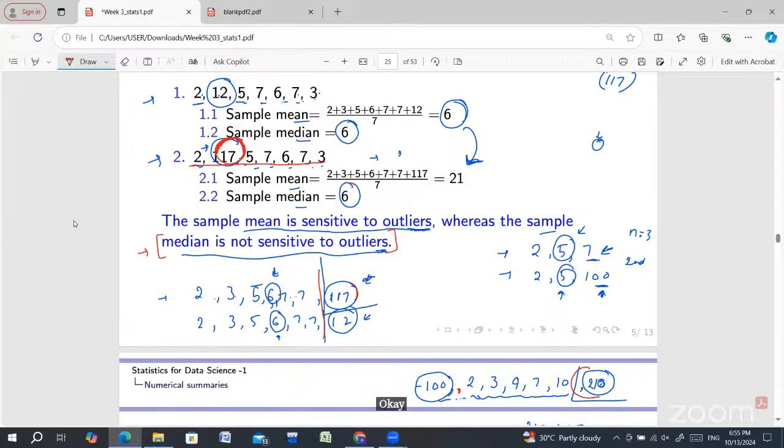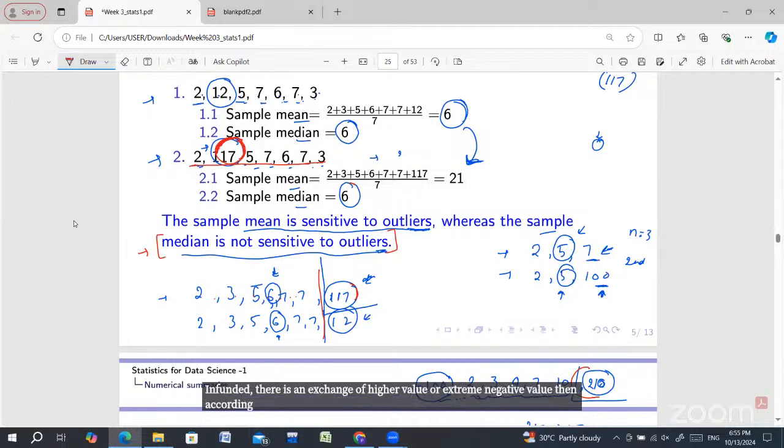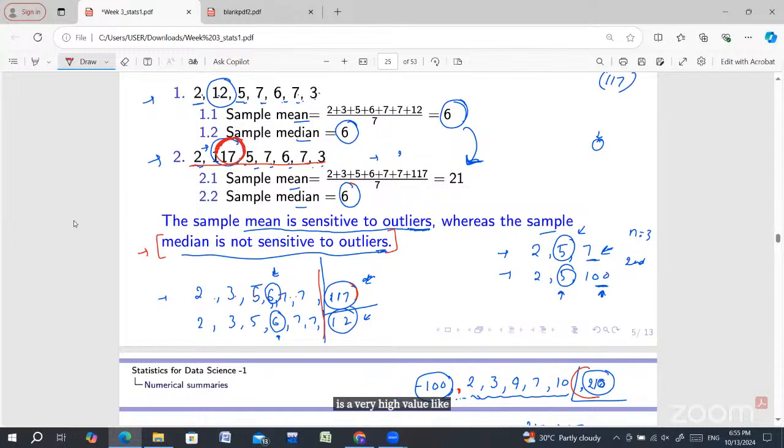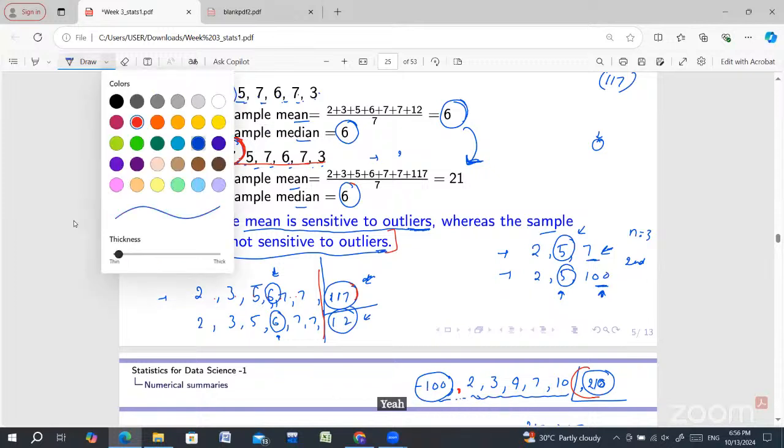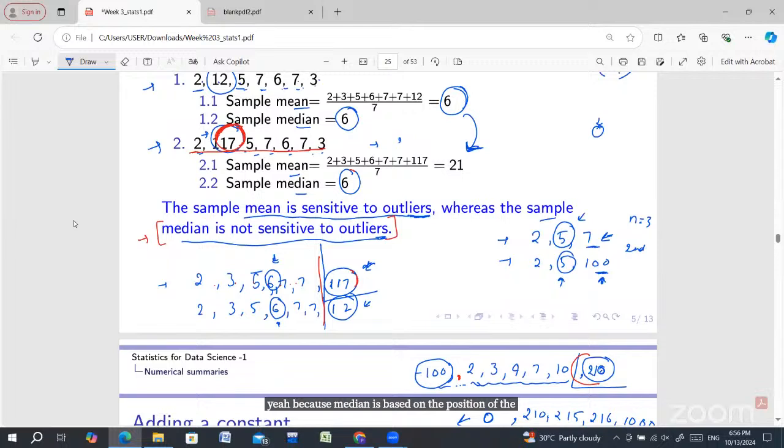Ma'am, I want to say something. If there is an extreme higher value or extreme negative value, then according to the ascending or descending order, we arrange it that way. If it is a very high value like 117, then we put it at the end of the order, so it will never be the median of the data, and it will never affect the median. That's why median is not sensitive to outliers, because median is based on the position of the data points and not the value.